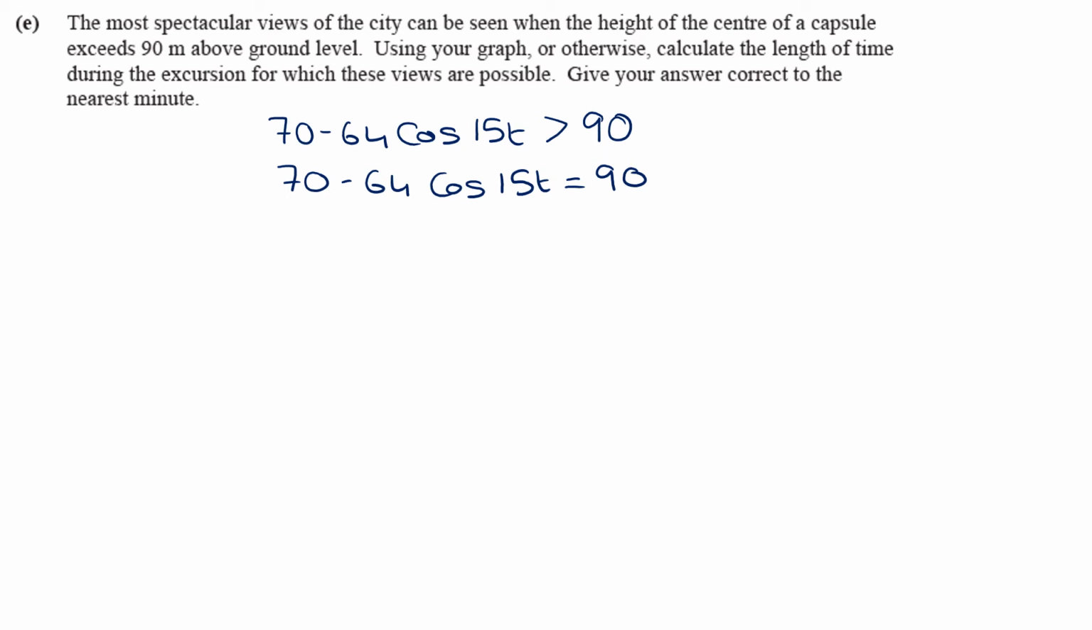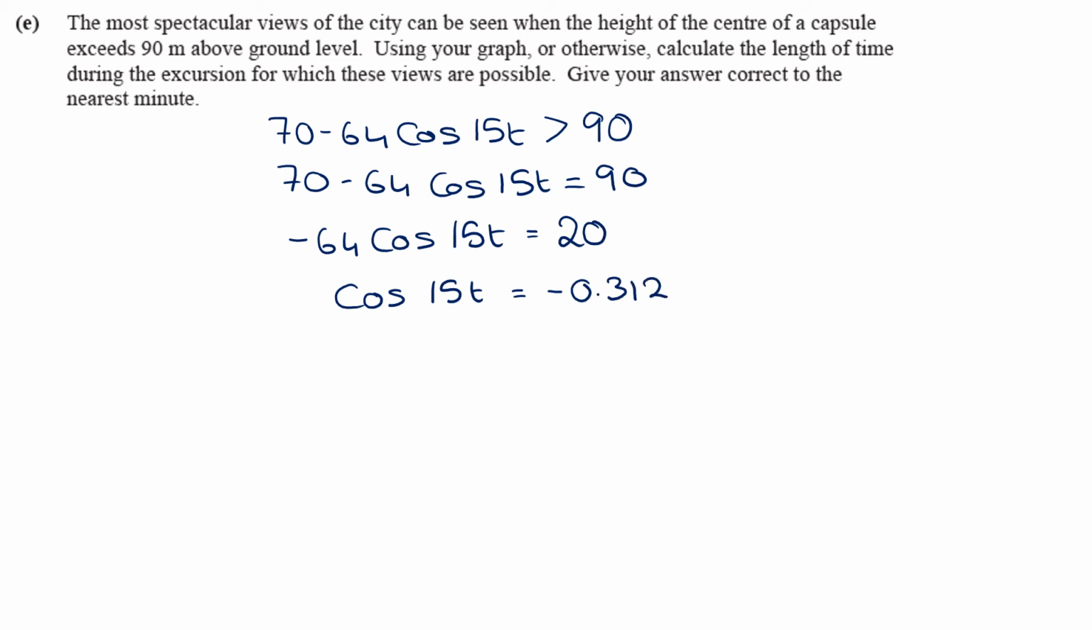One of the points we want a little bit after it, one of them we want a little bit before that. So working this through, I get minus 64 cos of 15t. I take that 70 from both sides, that gives me 20, and then dividing both sides by the negative 64, that simplifies down to minus 0.3125.